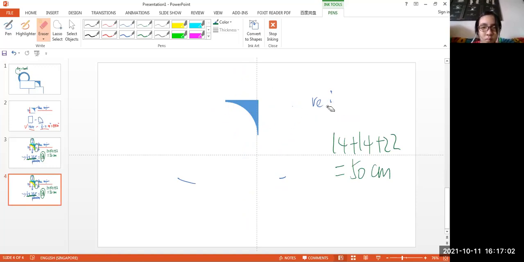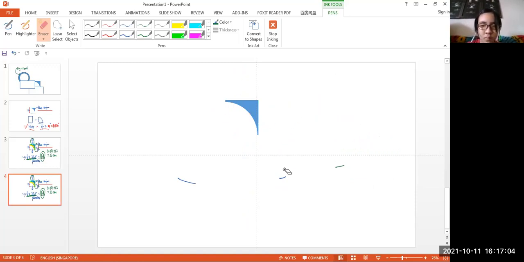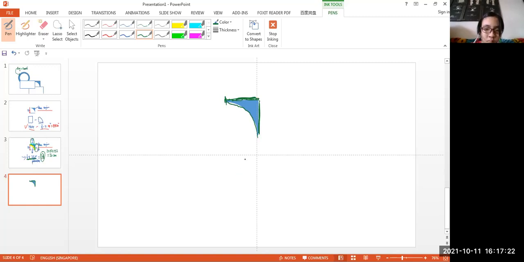Basically, if you are asked to find the perimeter of this, you start from here and trace it. You go to the right, and then you come down, and after that go up again. So you need to find this one, which is 14, this one 14, and then this, which is 22. That's how you find the perimeter of this shape. Understand or not? Good. Next.